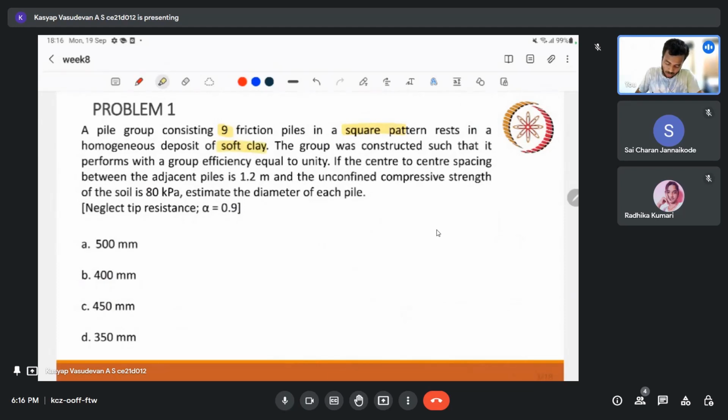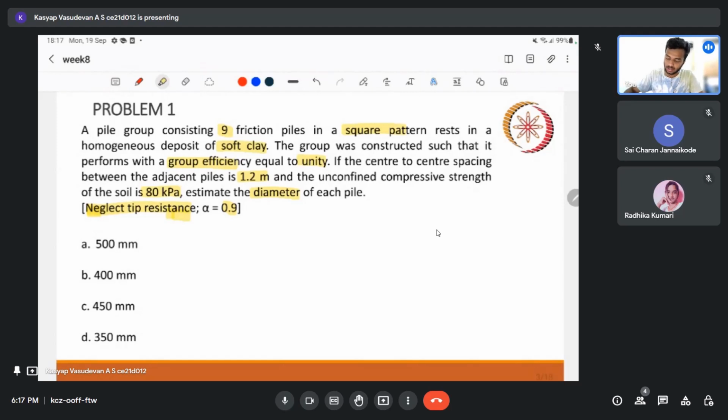Now, the group was constructed such that the group efficiency is equal to unity. If the center to center spacing is 1.2 meters and the unconfined compressive strength is 80 kPa, estimate the diameter. So here we are trying to estimate the diameter of the pile, having been given everything. We are also told to neglect the tip resistance, and the alpha value is also given. Okay, so let us try.